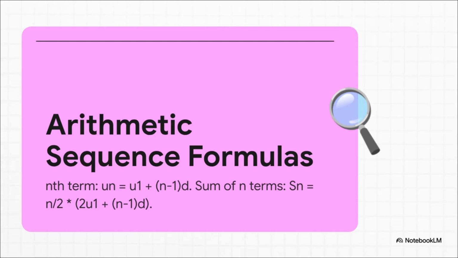Now, these are your go-to tools for any arithmetic sequence, and good news, they're right there in your data booklet. The first one lets you find any term you want, and the second one adds up the first n terms for you. But remember, knowing what they do is way more important than just knowing where to find them.